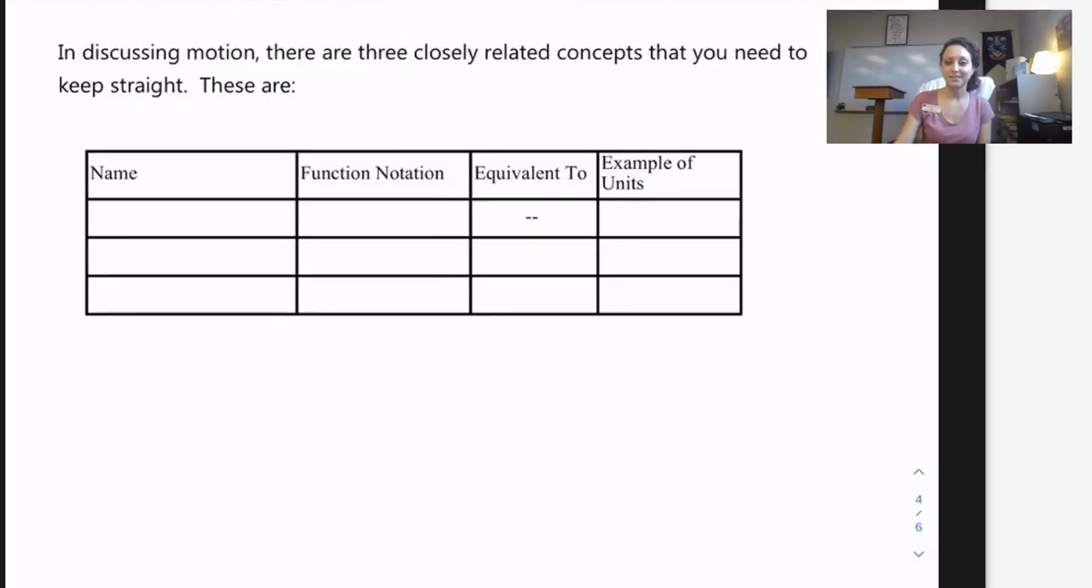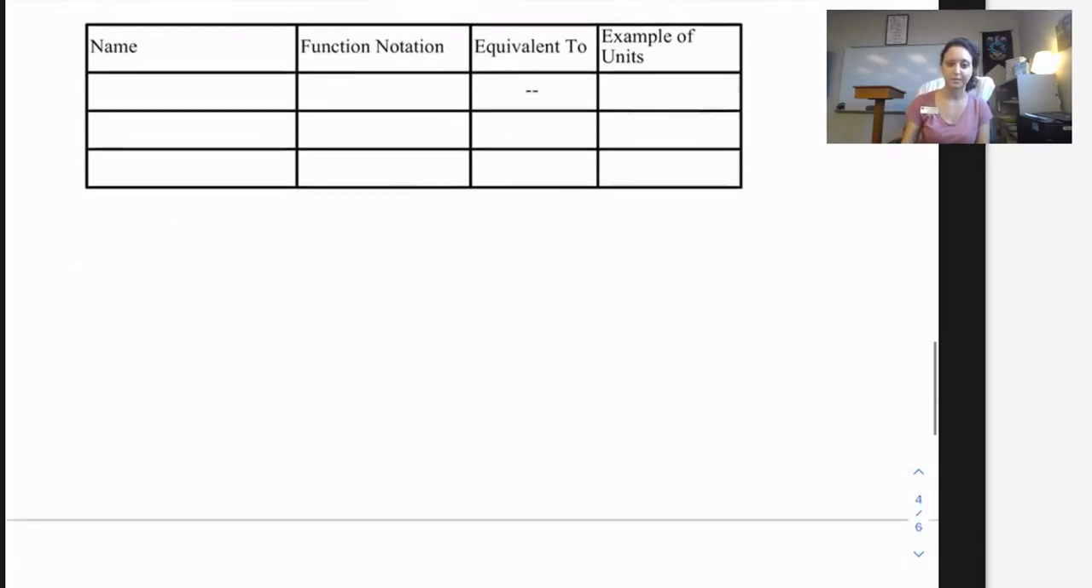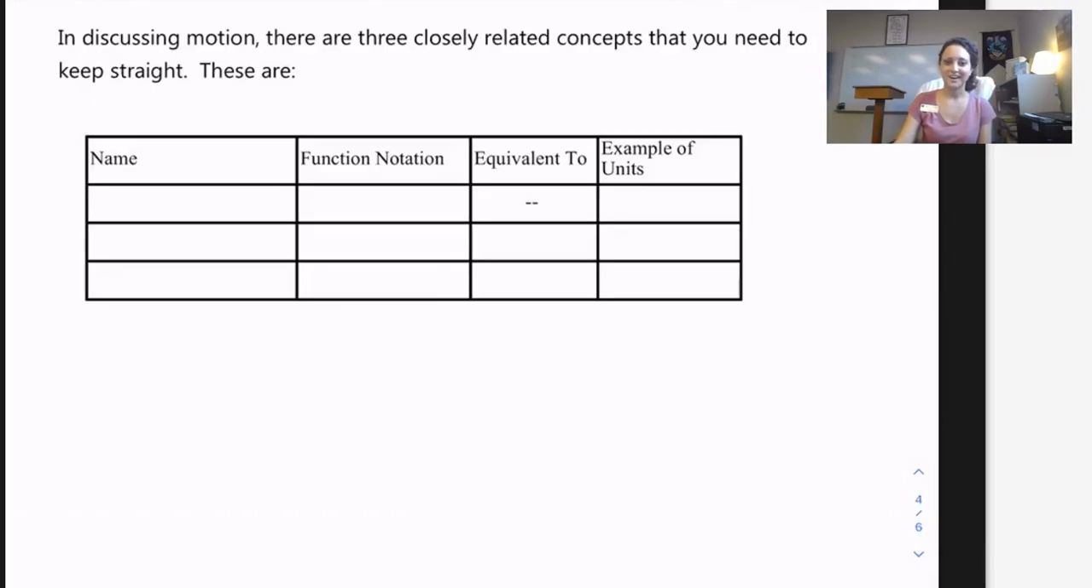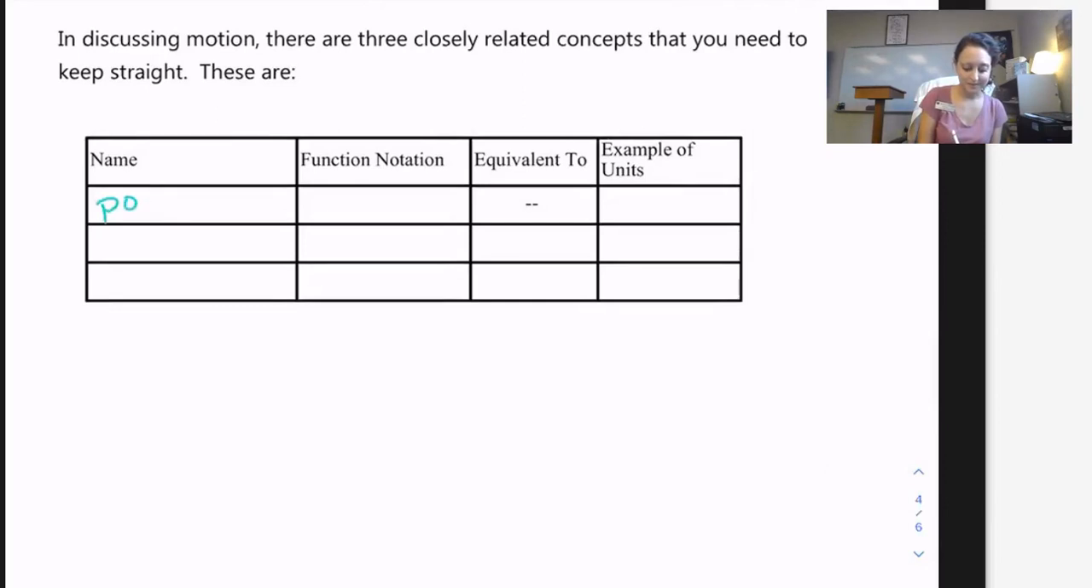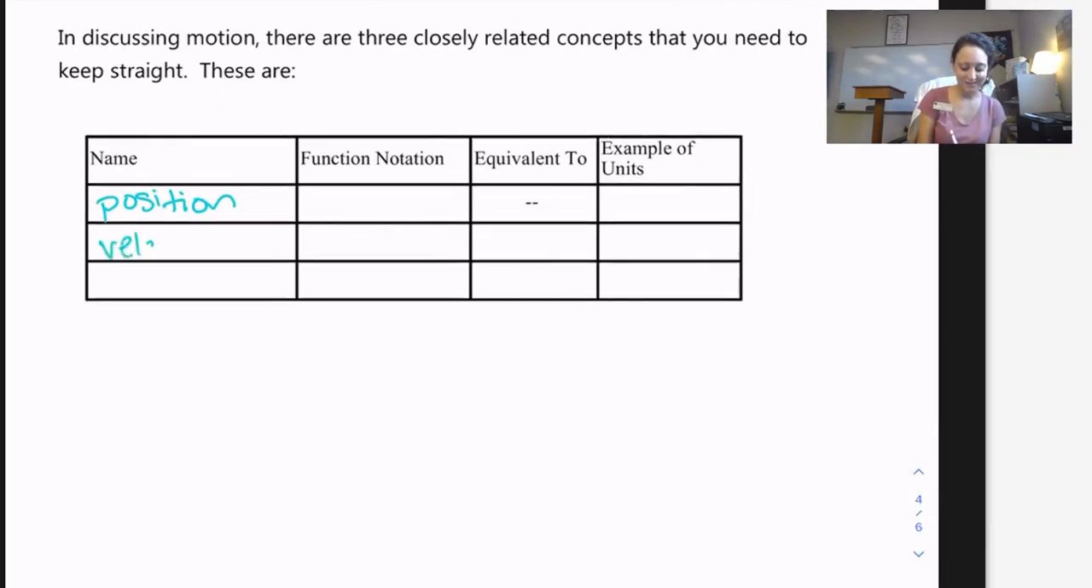All right, so when we're discussing motion, that's really when higher order derivatives come into play. And there are 3 closely related concepts. We're going to put them in our table here, but first I'm going to force a pause on your screen. Can you please copy the table and then we'll fill it in together. All right, so our three related concepts are, and if you've taken physics, this will very much come in handy, position, velocity, and acceleration.